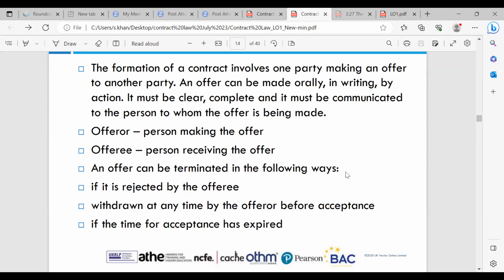An offer can be terminated in the following ways: if it is rejected by the offeree, withdrawn at any time by the offerer before acceptance has occurred, and if the time of acceptance has expired.